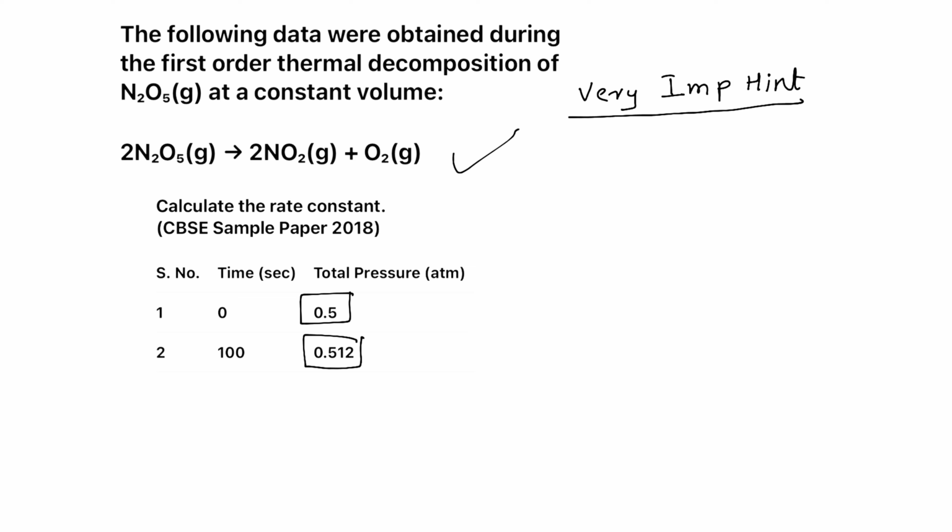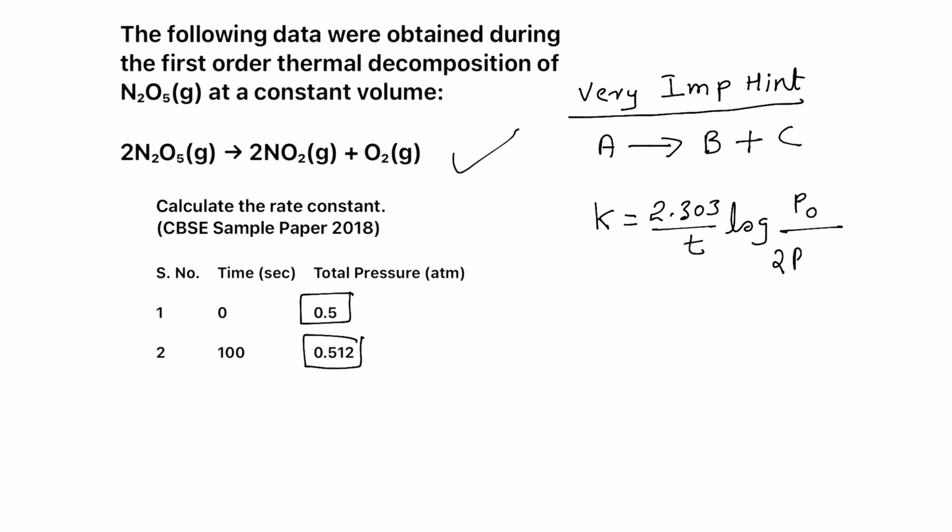For pressure based questions, I'm going to give a very important hint. If the reaction is of this type, a single reactant A with stoichiometric coefficient 1 undergoes a decomposition reaction to give B plus C, and the coefficients of A, B and C are 1, then the equation for rate constant is k equals 2.303 by t log of 2P0, 2 times initial pressure, minus Pt. Pt is the total pressure at time t.